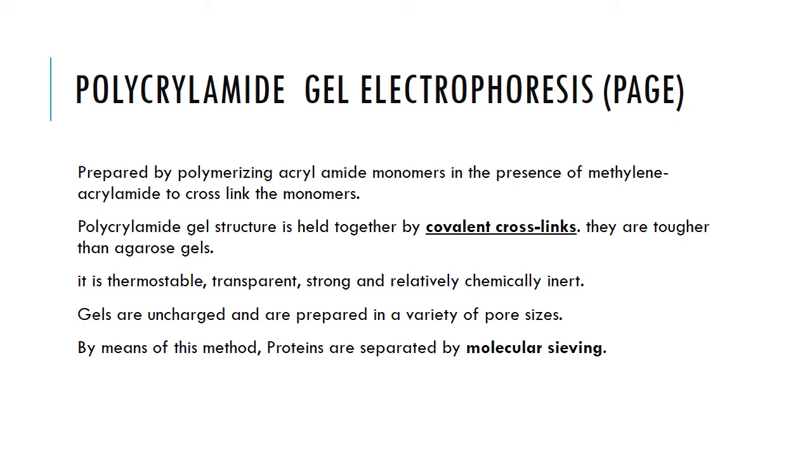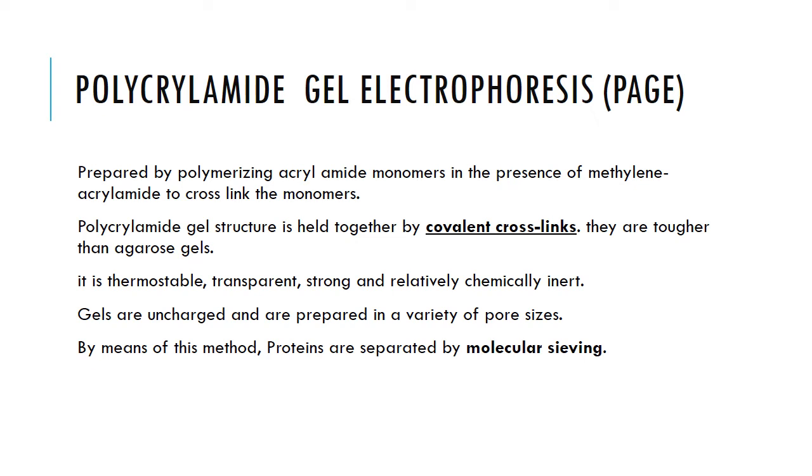Okay, so now let's go back to polyacrylamide gel electrophoresis, the gel, PAGE in short. This is prepared by polymerizing acrylamide monomers. Remember, for the agarose, we said that it deals with polysaccharides. Here we are talking about monomers. So acrylamide monomers are polymerized in the presence of methylene acrylamide to cross-link the monomers.